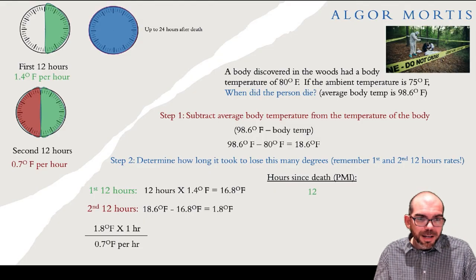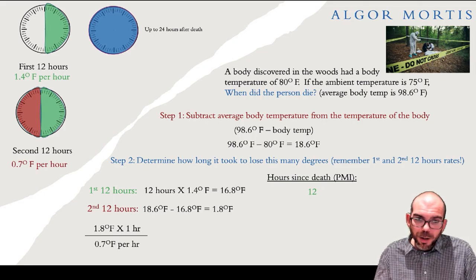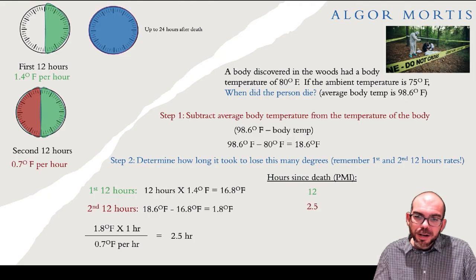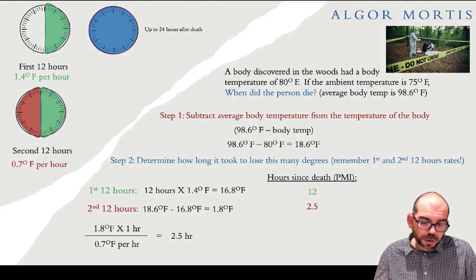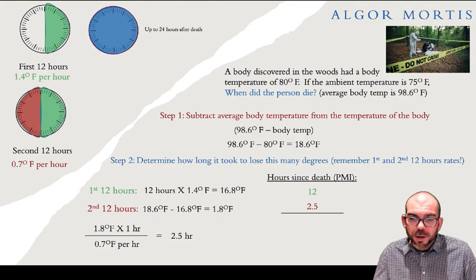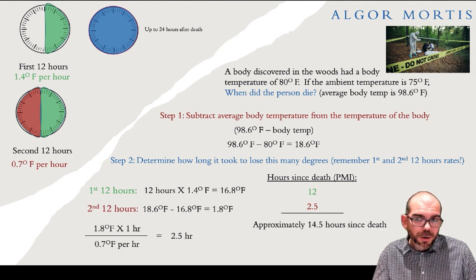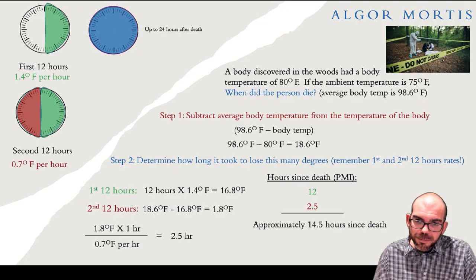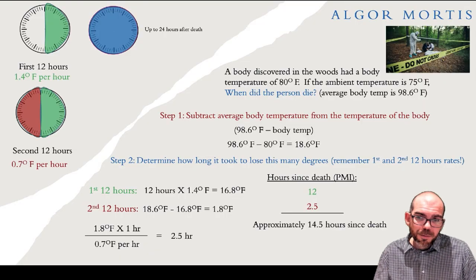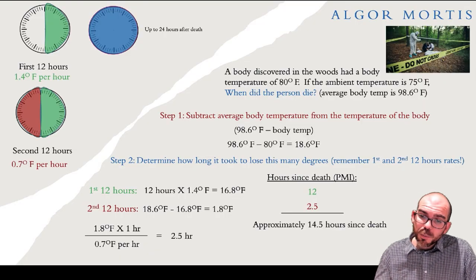Well, keeping in mind that in the second 12 hours, we lose 0.7 degrees Fahrenheit per hour, I'm going to take that 1.8, divide it by 0.7, and that gives me 2.5 hours to lose that many degrees. So adding these together, I know this body's been dead longer than 12 hours, an additional 2.5. I can estimate that approximately 14.5 hours ago, this individual died. This is very helpful data in a forensic investigation, and we can get this from only the second phase.